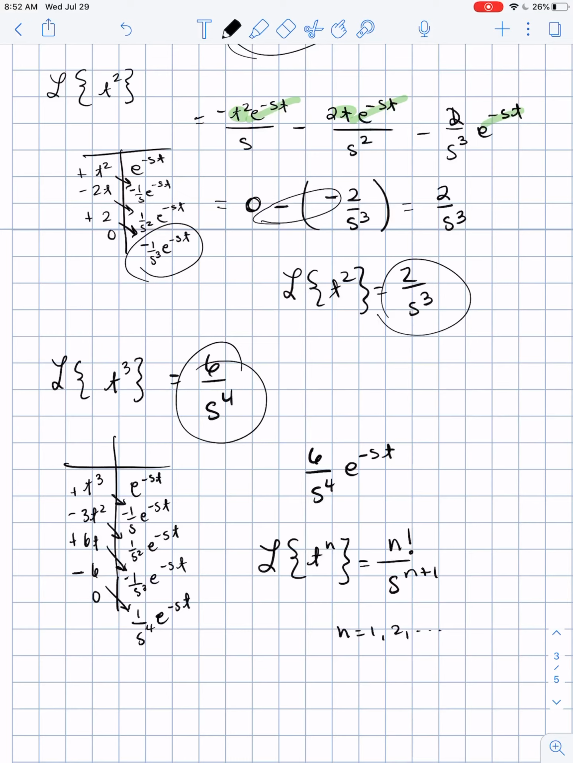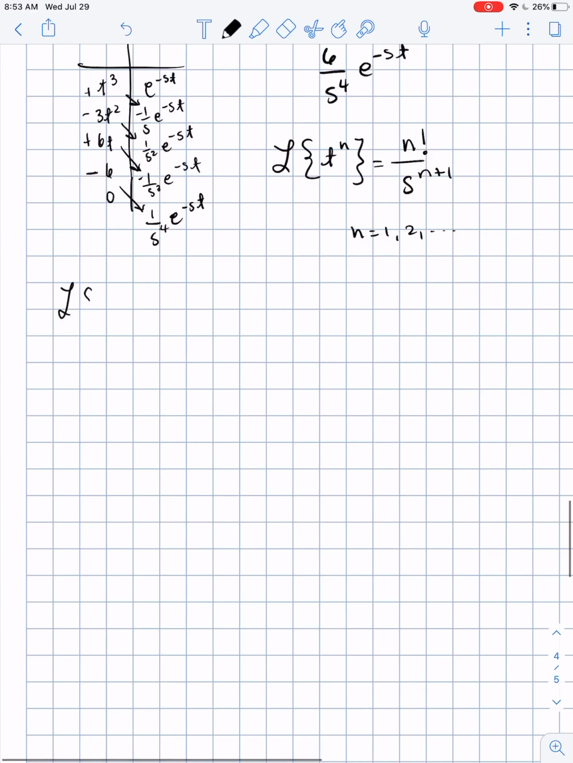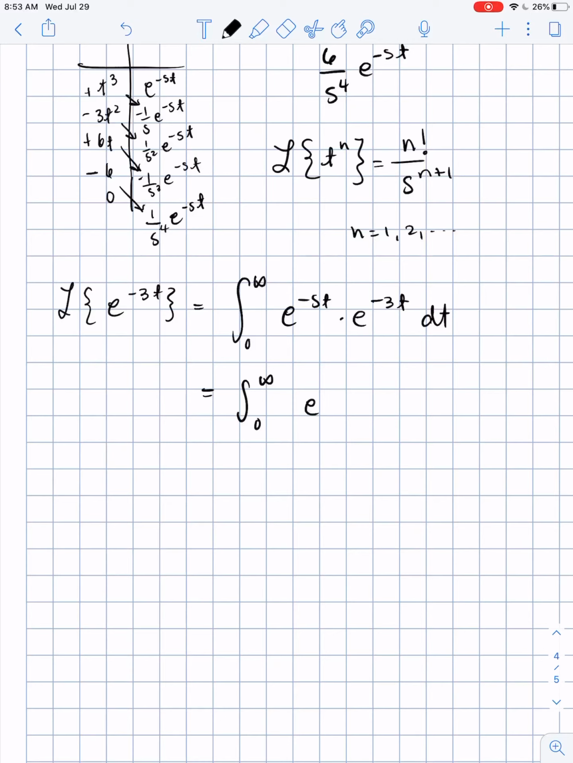Okay, the next one I want to do is if you see an exponential function. So let's do Laplace for e to the negative 3t. And here what you could do is combine the exponents. Let's take out that negative, put s plus 3 t dt, right? So if we were doing antiderivative, you know this is improper, but just keep that in mind.